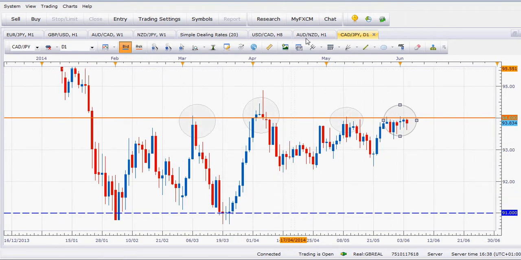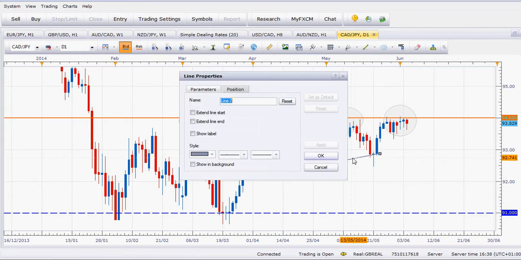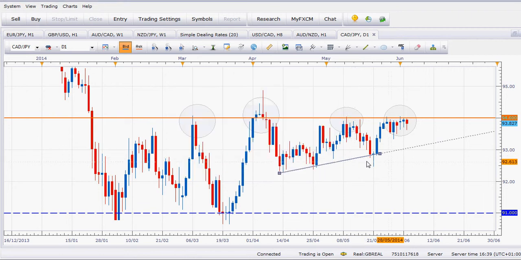Now, we're getting closer again. What's happening at the moment is that we're testing this level, and is there a trend line here? Well, it's sort of six of one, half a dozen of the other. If you want to create a trend line from here, it might help you a little bit, but really, if you created a trend line, you get a wedge. So if we created a trend line here and continue this into the future, extend line end, apply, this is what you get.